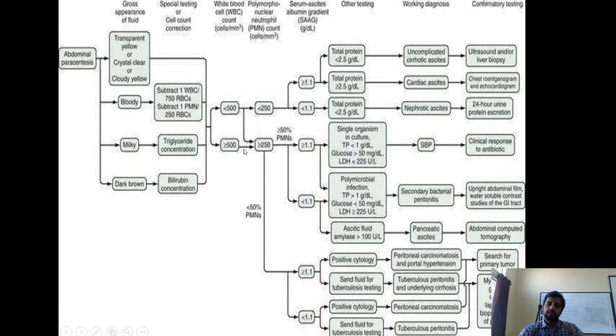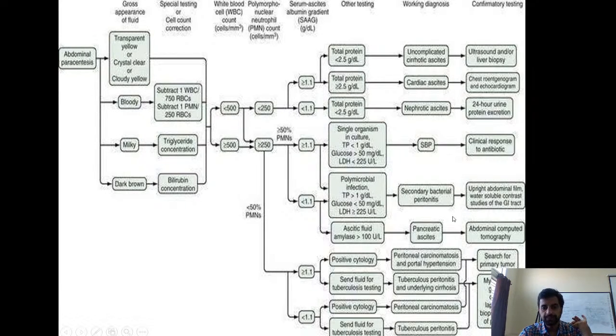So when the neutrophils are high and the SAG is low, you think of an infection of the ascitic cavity. Neutrophils are high, then you know there is an infection. And you do a SAG, it is more than 1.1 or less than 1.1. If it is less than 1.1, then you think it is only local inflammation that is causing ascites. What is the cause of local inflammation? There can be bacterial translocation from the intestine into the ascitic cavity because of abdominal trauma. There can be pancreatic ascites, bilious ascites.